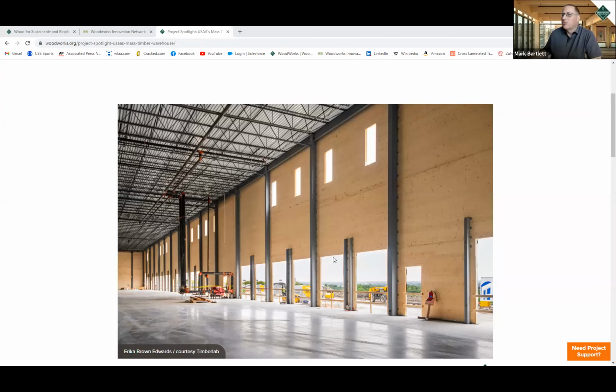Okay, so anyway, this project, instead of doing concrete tilt wall, they used mass timber for the walls, and their carbon impact was 45% on this project. USAA Real Estate was the developer on this, and that was one of their main motivations behind it. They were looking to attract tenants into this warehouse space that would be interested in reducing their carbon footprint. And so they had a 45% reduction in carbon on this project.